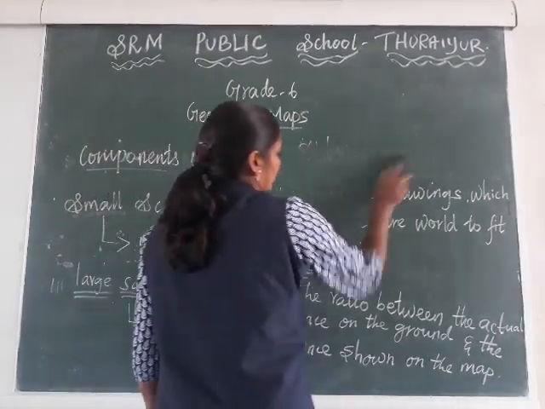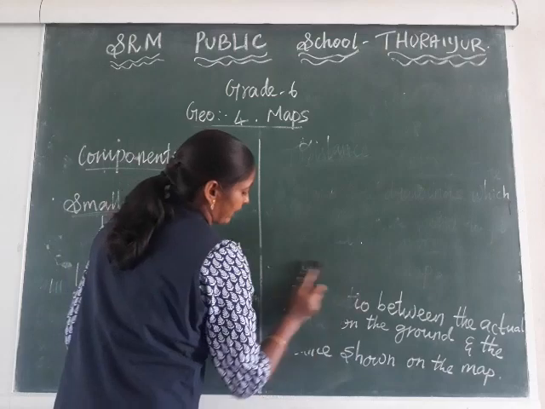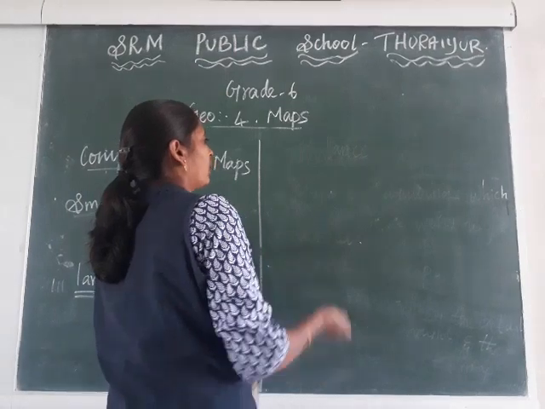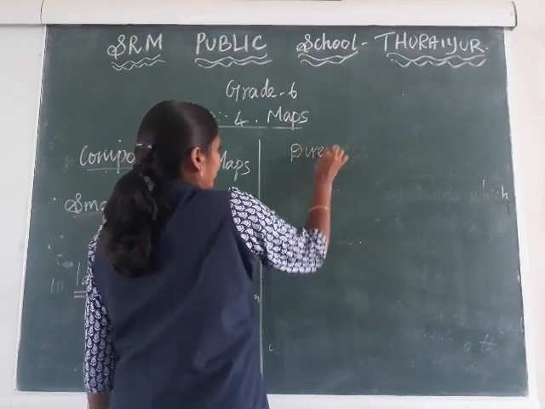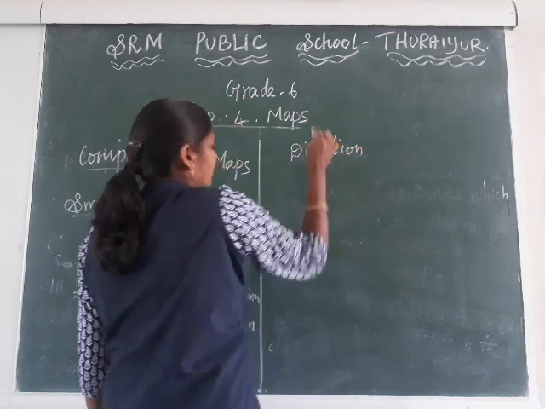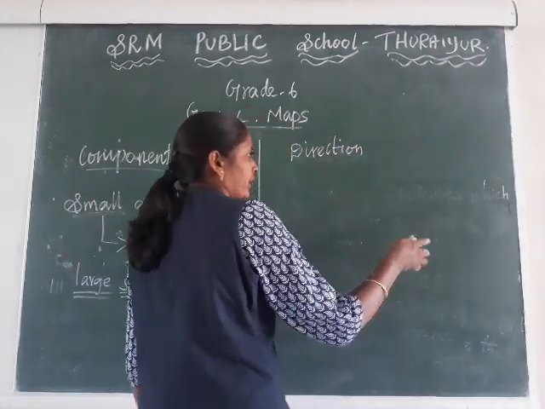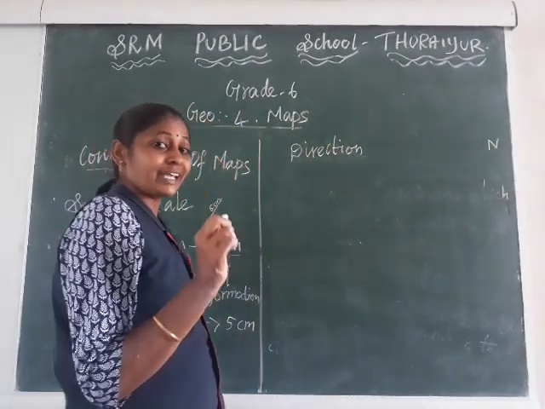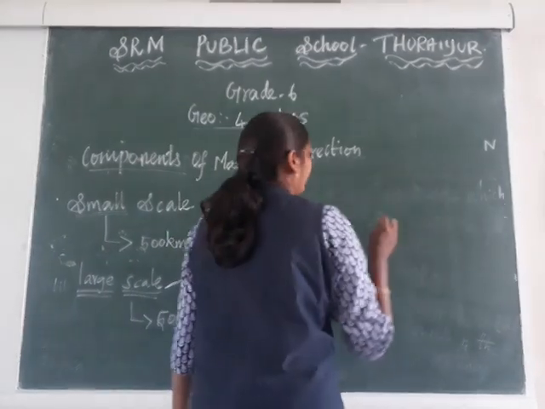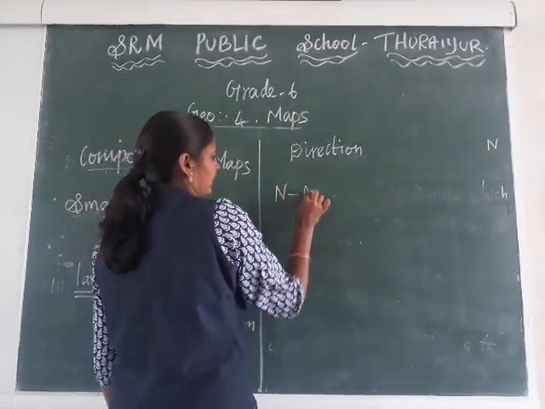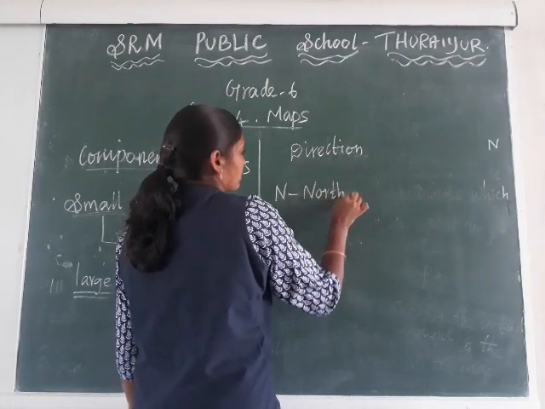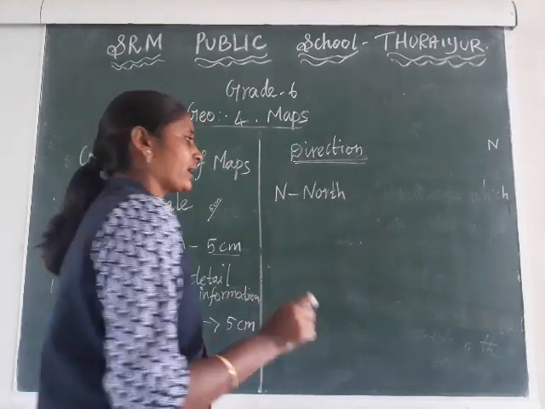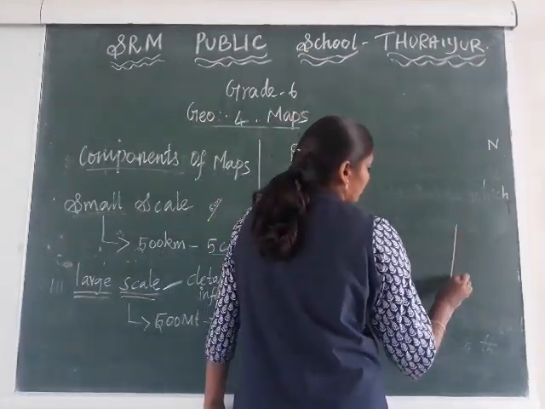So first is distance. Next, the next component of a map is direction. Whenever you try to draw a map, you can see in the top right corner an N symbol. That N indicates north. Whenever we try to mark the map, we have to know the direction.